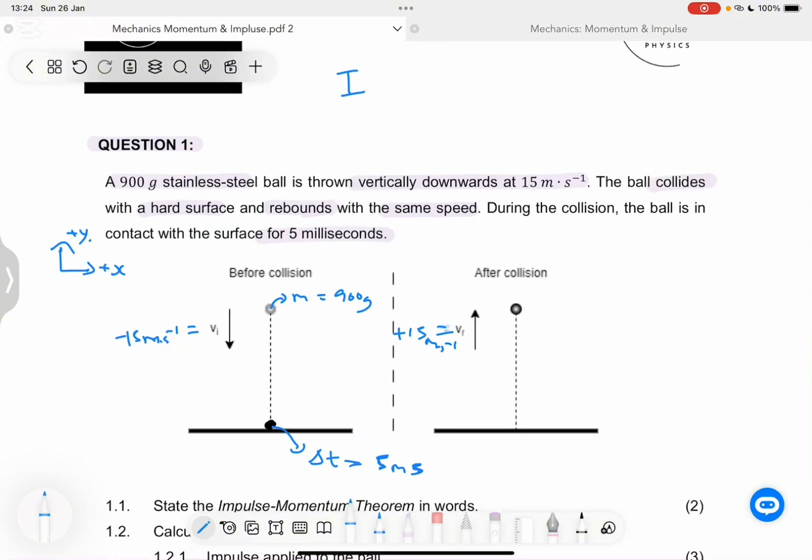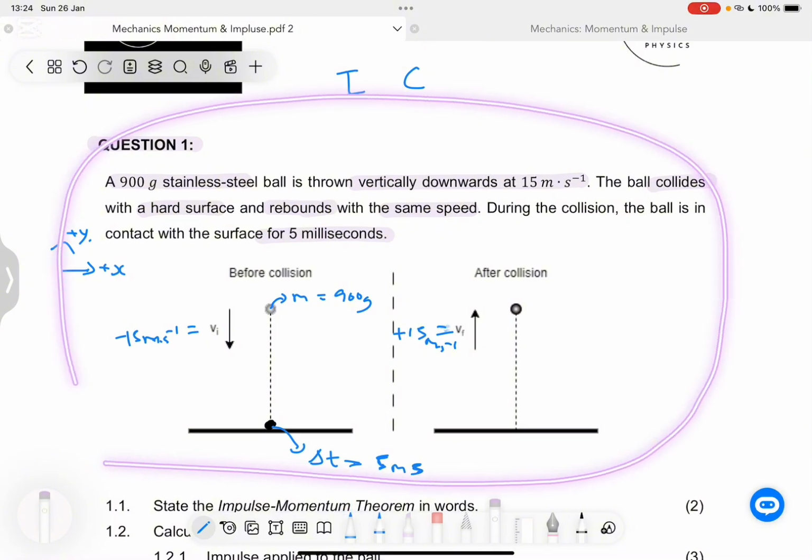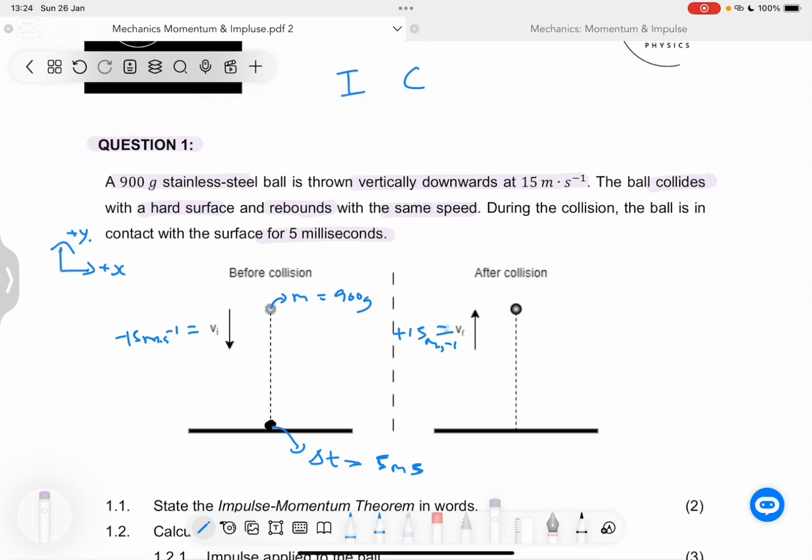Now, the next thing that I'm going to do is to classify this problem, the C. The classify part means that I ask myself, which part of physics does this question fall under?